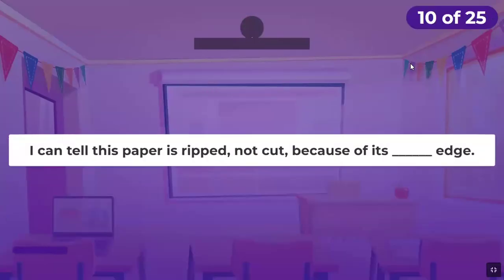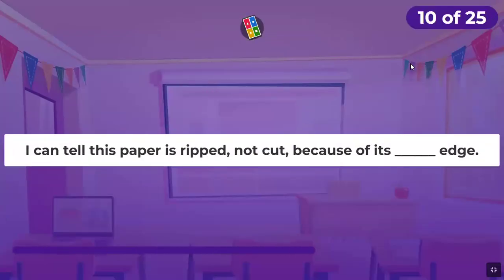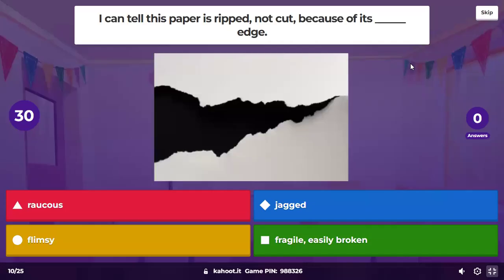I can tell you this paper is ripped, not cut, because of its blank edges. The picture says it all. Jagged.